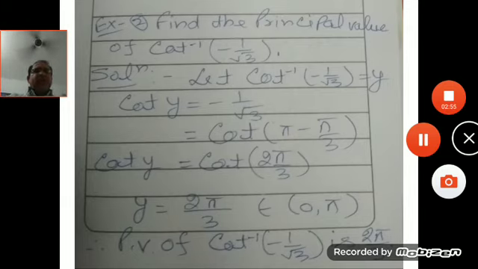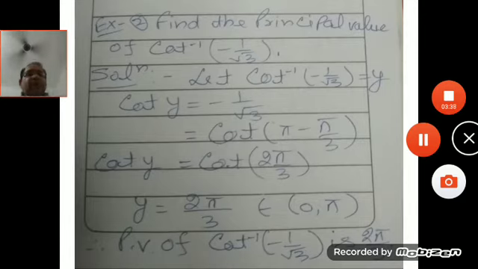Suppose this one is equal to y. So cot y is equal to minus 1 upon square root 3. Now, I have already told you that cot inverse belongs to the second category. 1 upon square root 3 is the value of cot pi by 3. So what we have to do? We can write it as cot of pi minus pi by 3. So cot y is equal to cot 2 pi by 3, since 3 pi minus pi is 2 pi by 3. Now y is equal to 2 pi by 3.